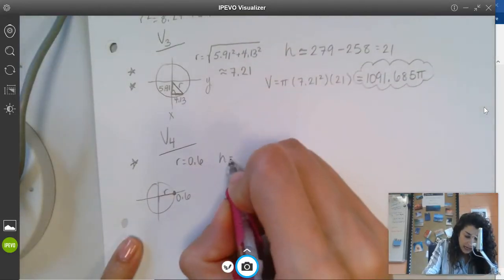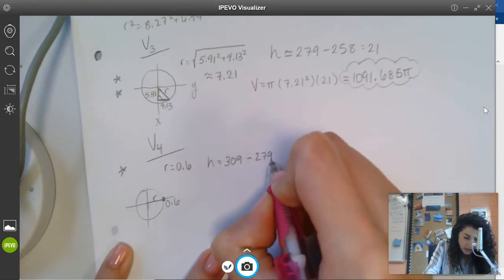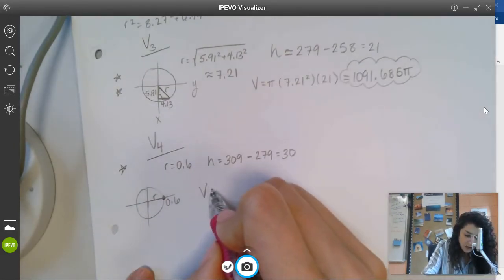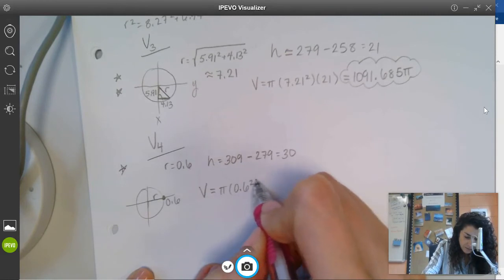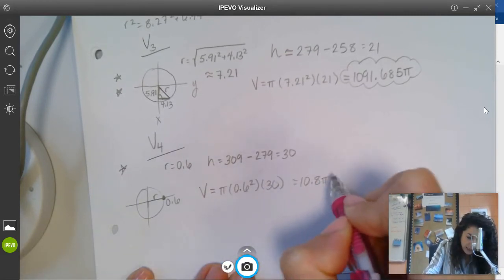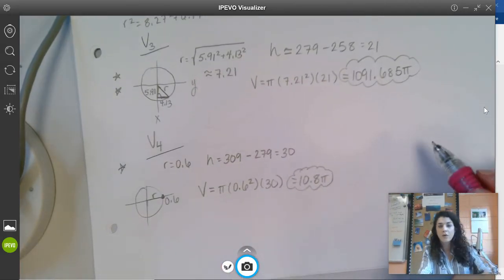To find my height, I do 309 minus 279 and I get a height of 30. Because we're leaving our answers right now in terms of pi, you would get an answer of 10.8 pi. So probably one of our easier ones that we've found so far.